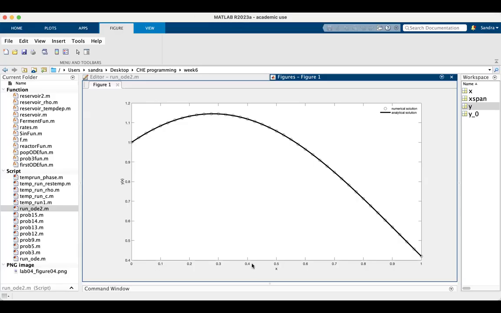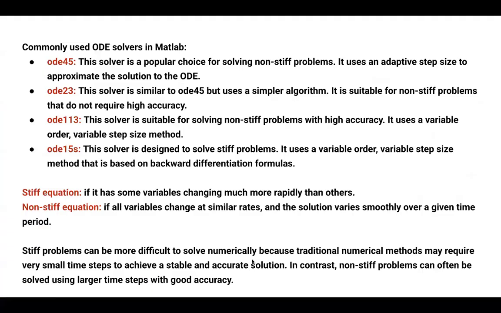What we'll do now, I hope you guys know how to use the basic ODE solvers. Apart from ODE45, there are some other ODE solvers. I'll just introduce them to you and you can go to MATLAB and check how to use each for your problem. The first is ODE45, the most popular choice for solving ODEs for non-stiff problems.